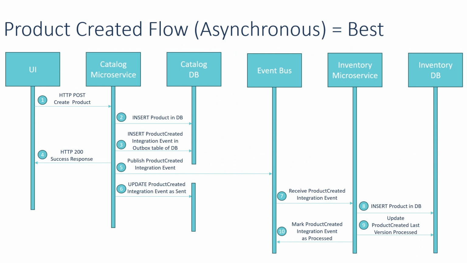So back to our slide here, step 7. Once we get our integration event, we're going to insert the product in our database. Step 9 is new. We're going to update the product created last version processed. So again, we're keeping track in our inventory database of the last version or ID of the last product created message we processed, and we're going to record that so we know whether or not to process prior messages. Then we're going to mark the product created integration event as done, letting the event bus know that we're finished.